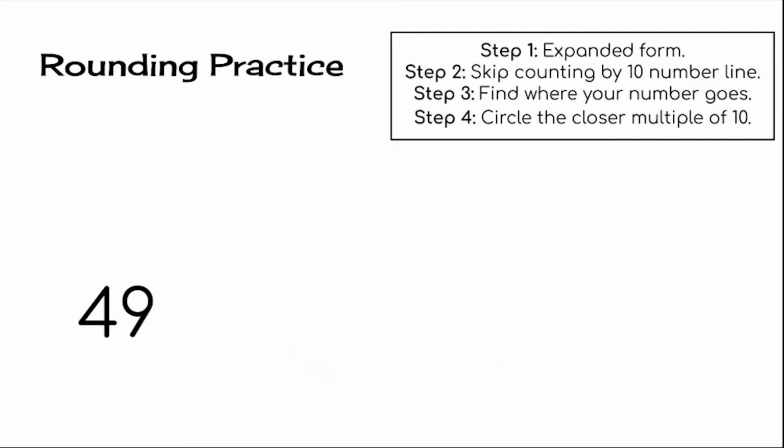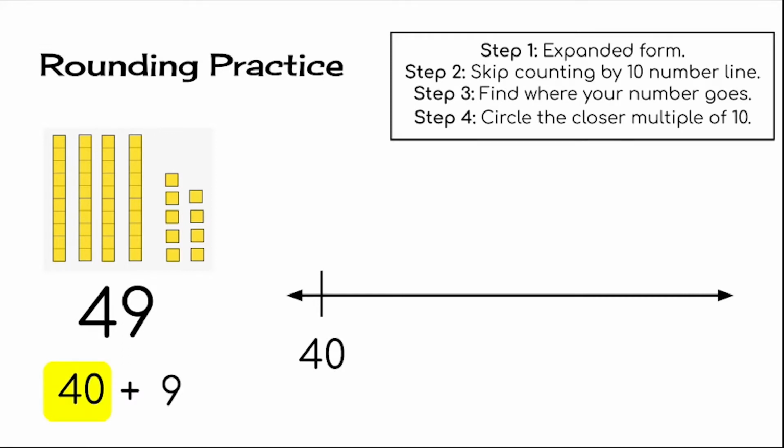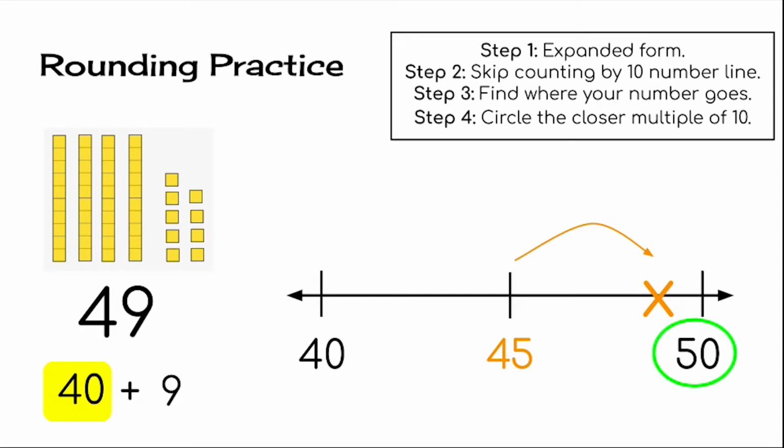Put the steps up on the top corner just to make them easy for us to see while we do a few more examples. Let's round 49 to the nearest 10. The expanded form is 40 plus 9. What's our next step? That's right, we're going to make a number line starting with 40. And can you tell me what's going to be on the other end of this number line? Exactly, it's going to be 50. The halfway point between 40 and 50 is? Good job, 45. 49 is way bigger than 45. That X goes way over there. So if I'm going to circle the closer multiple of 10, 49 definitely rounds to 50.